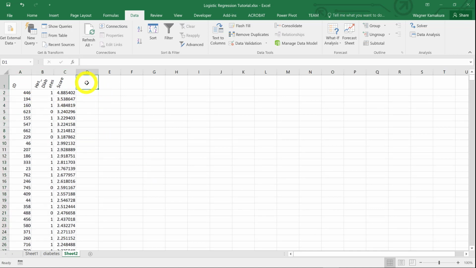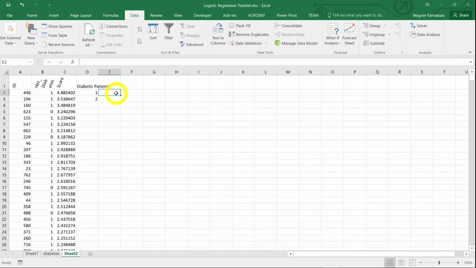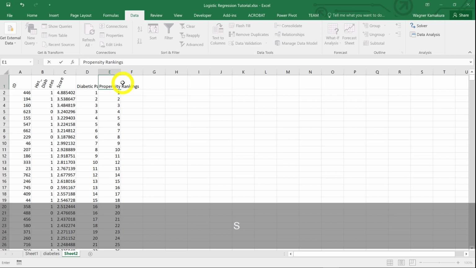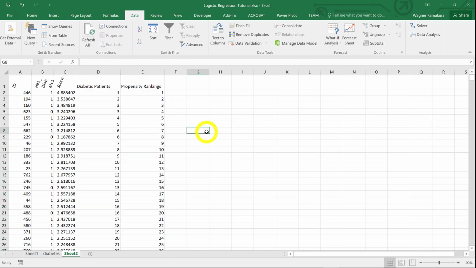So let's calculate the cumulative number of patients, the cumulative number of diabetic patients, and so on. And here, let's just count the number of patients. So we have, in this column, the propensity ranking on column E, and on column G, we have the count of diabetic patients. For example, if we take the top 20 patients with the highest propensity score, they include 16 of the diabetic patients.